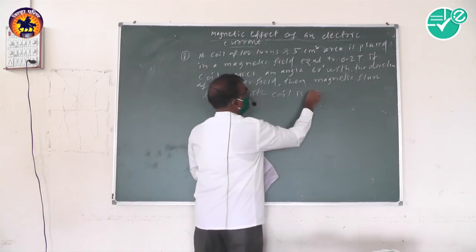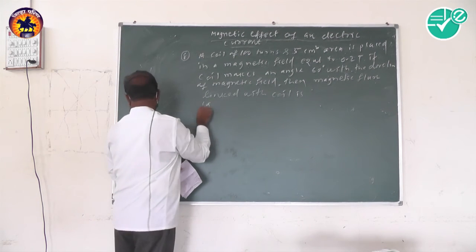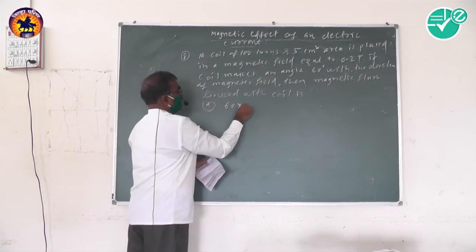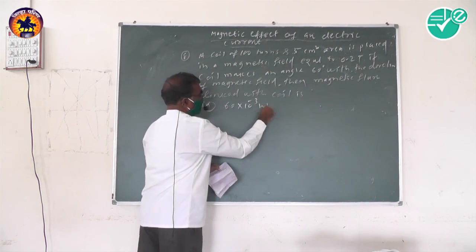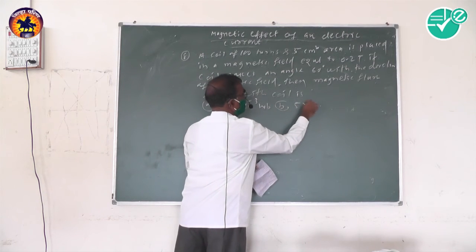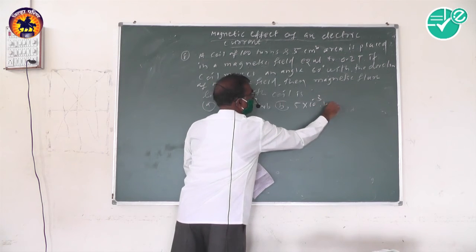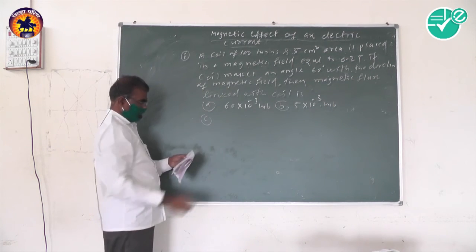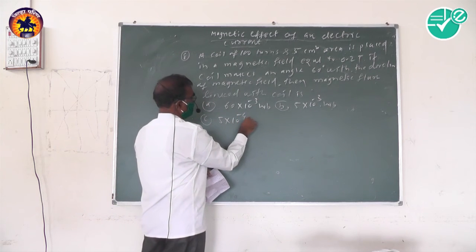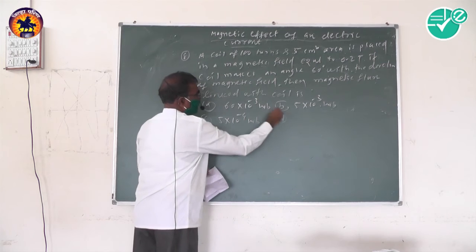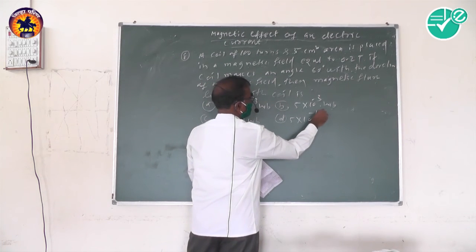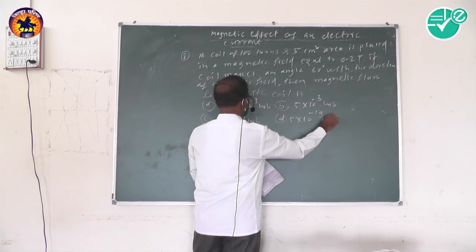Multiple choice: A is 60 into 10 raised to minus 3 Weber. B, 5 into 10 raised to minus 3 Weber. C, 5 into 10 raised to minus 4 Weber. And D, 5 into 10 raised to minus 9 Weber.